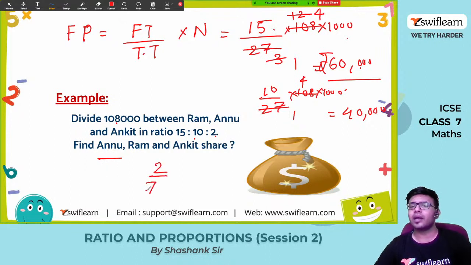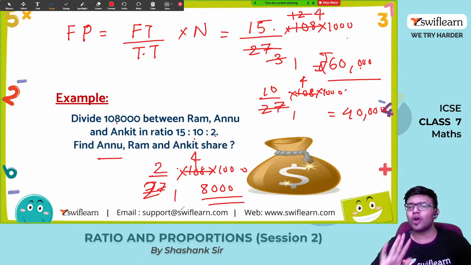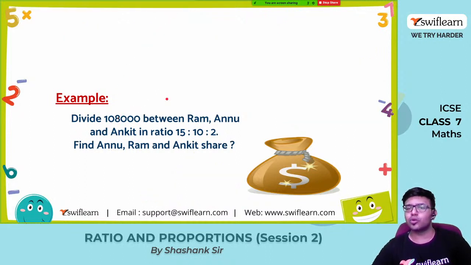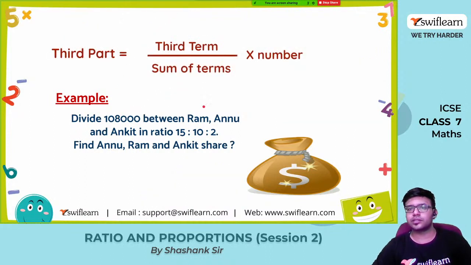Directly you can write it, or let us check. So 2 by 27 into 108 into 1000. 27 1s are 27, 27 4s are 108. 2 times 4 is 8. 8 into 1000 is 8,000. So how much is this? This is 8,000. Okay, so these are the shares. Anu gets 60,000, Ram gets 40,000, Ankit gets 8,000 rupees of the total.